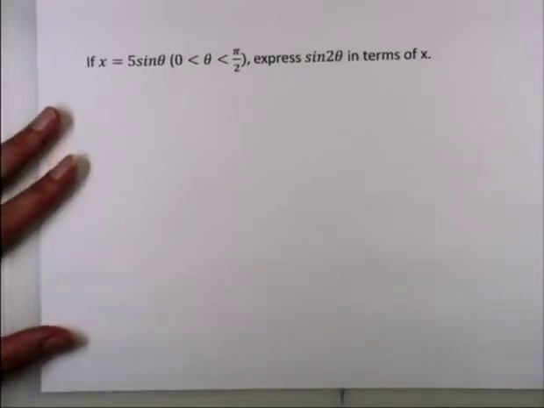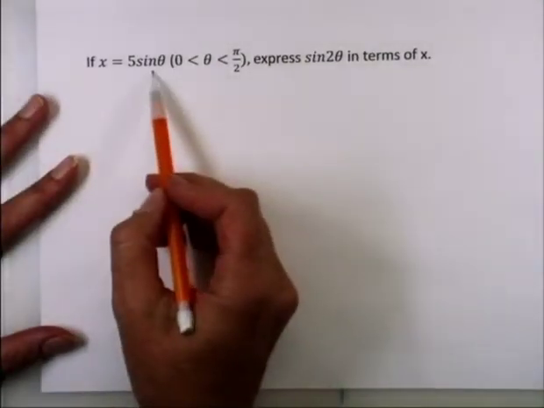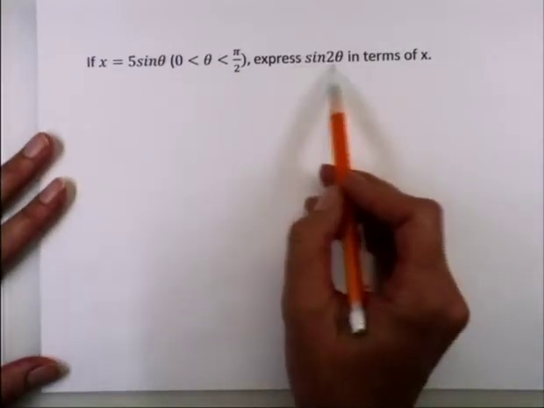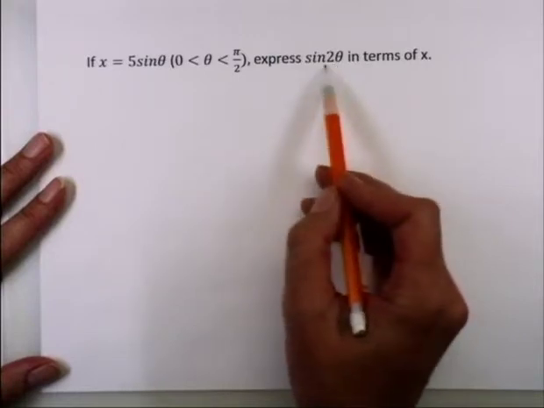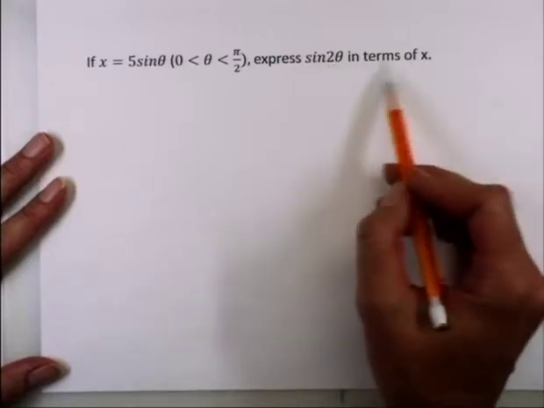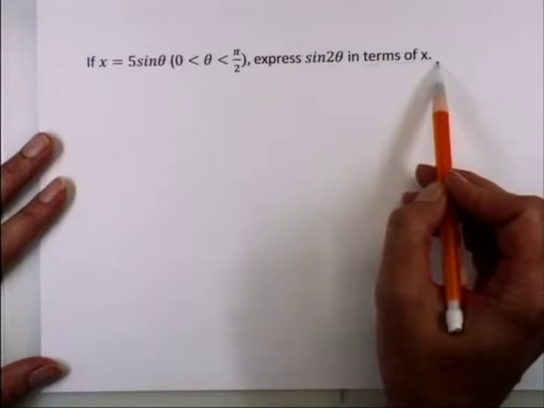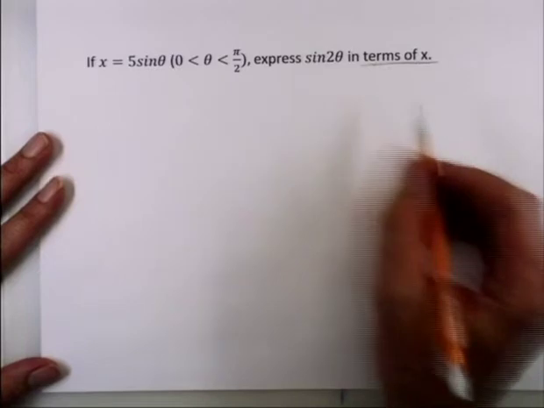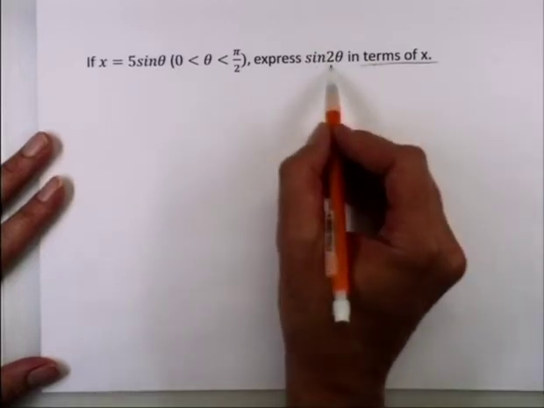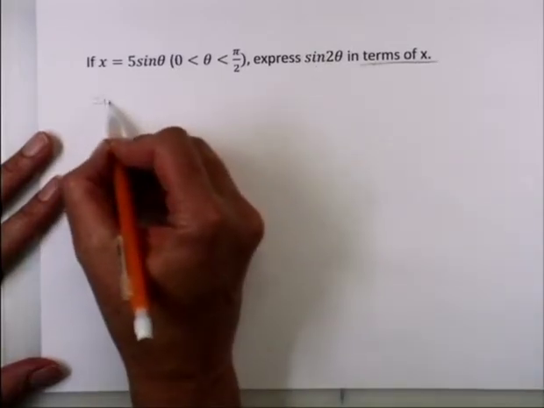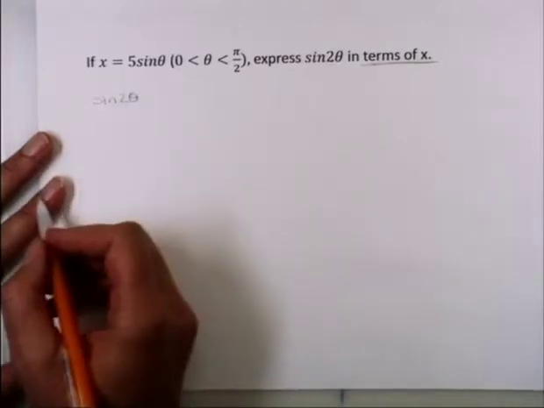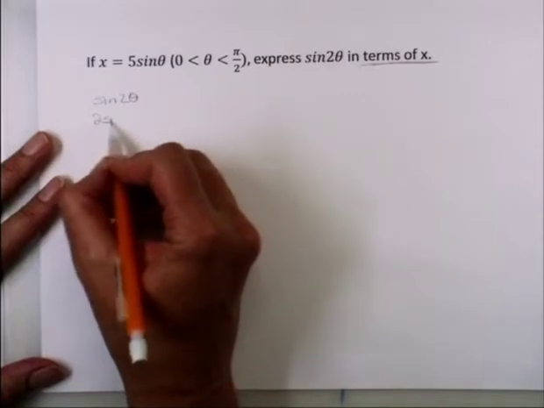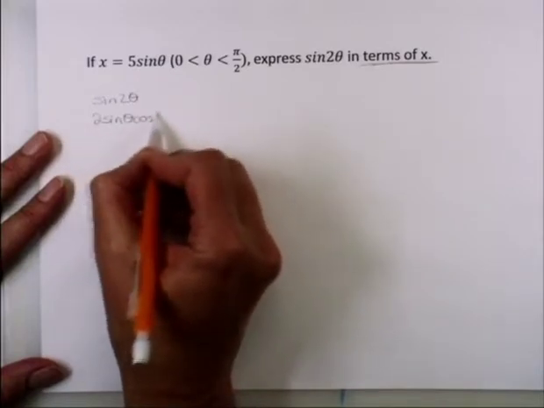So on this one, I still have a sine, but I've got x equals instead of sine of theta equals. They're essentially asking me to do the same thing. I'm trying to find the sine of 2 theta. They're wanting it in terms of x. So I know that my answer is going to have that variable x in it when I get done. So if I need to know the sine of 2 theta, I'm going to go ahead and write down that because I know that that's what I'm trying to find. And I'm going to write down that double angle identity, which is 2 sine theta cosine theta.